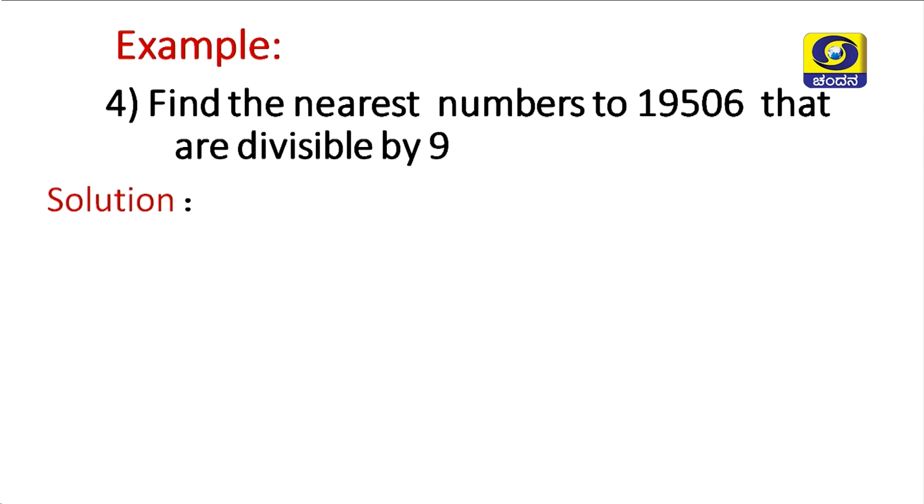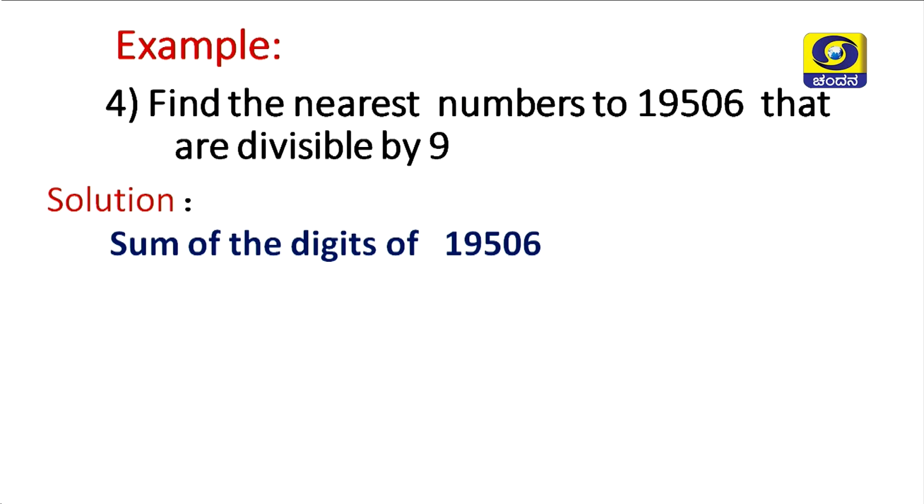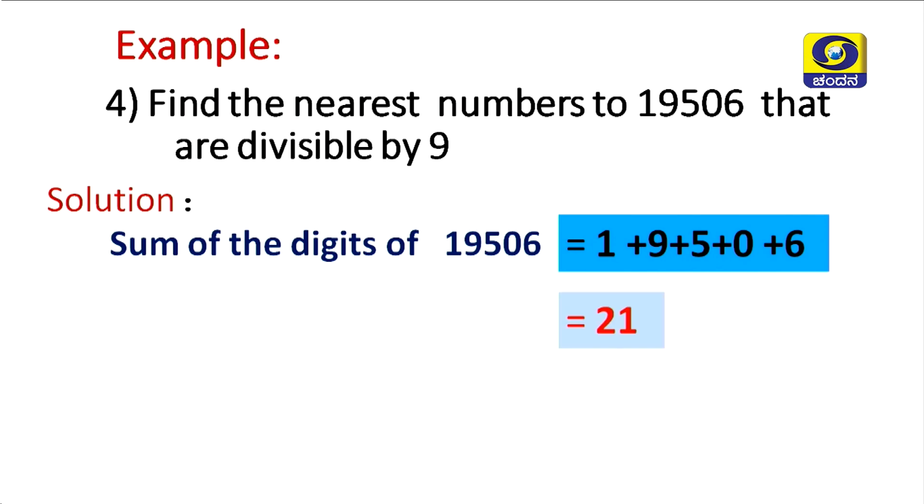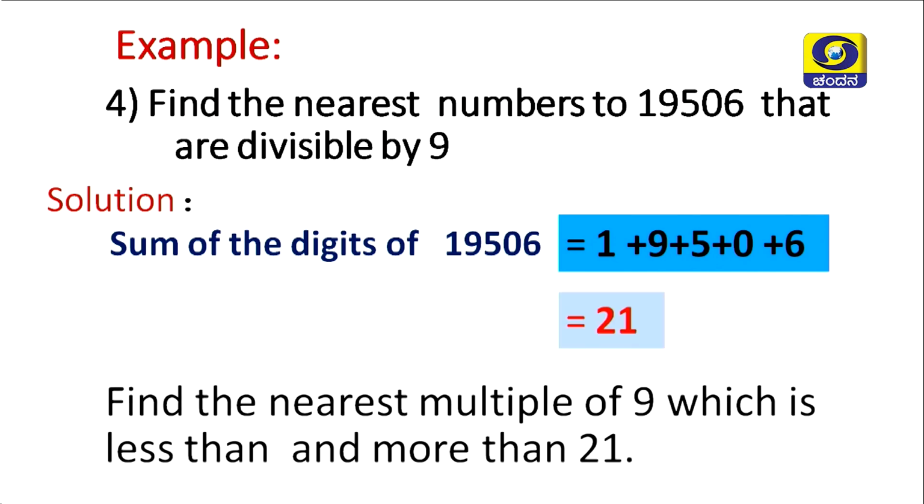Children, let us solve one more problem. Find the nearest numbers to 19,506 that are divisible by 9. For this, first find the sum of the digits of 19,506. This is equal to 1 plus 9 plus 5 plus 0 plus 6. It is 21. Now, find the nearest multiple of 9 which is less than and more than 21.